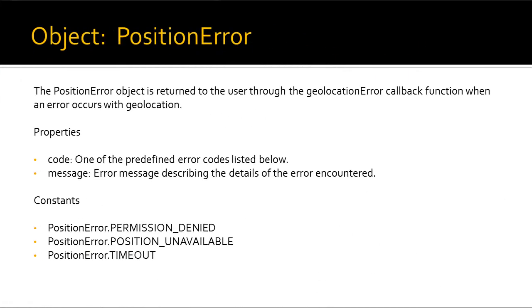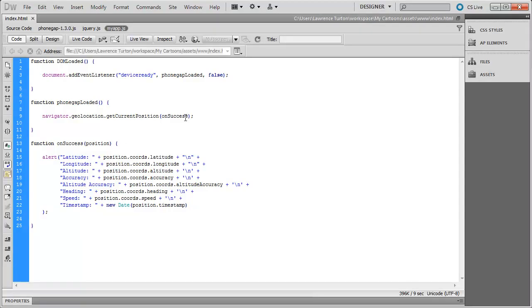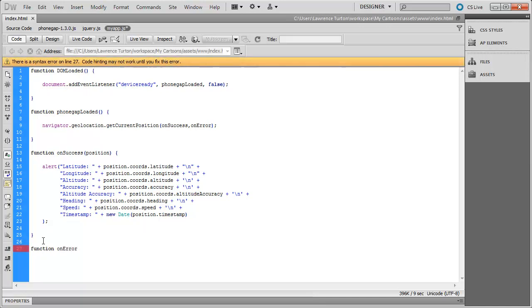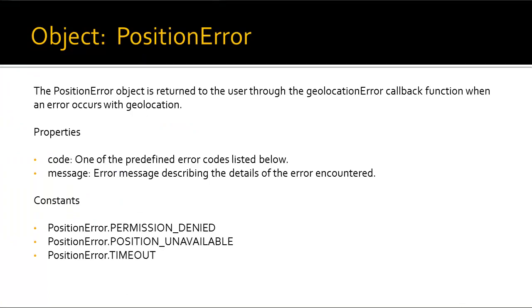So now what we're going to do is we're going to take a look at the position error object. So in order to do that, I need to now define the geolocation error parameter. So let's call back the onError function if there is an error and we can't get the location of the device. I'm going to say function onError, and again we need to pass in the position error object as a parameter into this function. So I say error.